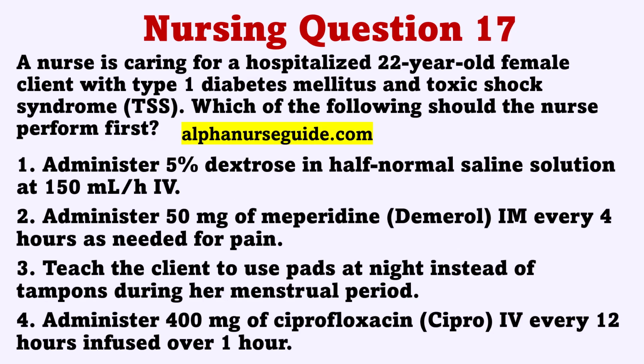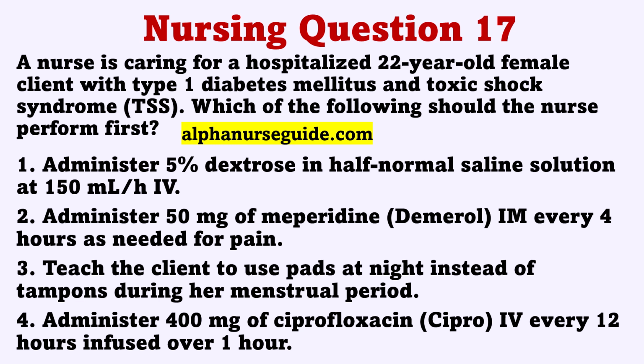A nurse is caring for a hospitalized 22-year-old female client with type 1 diabetes mellitus and toxic shock syndrome. Which of the following should the nurse perform first? 1. Administer 5% dextrose in half-normal saline solution at 150 milliliters per hour IV. 2. Administer 50 milligrams of meperidine IM every 4 hours as needed for pain. 3. Teach the client to use pads at night instead of tampons during her menstrual period. 4. Administer 400 milligrams of ciprofloxacin IV every 12 hours infused over 1 hour.